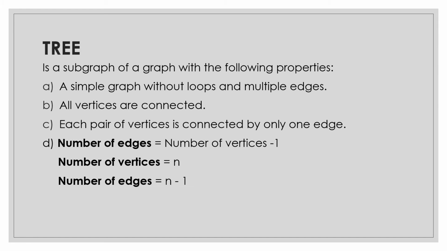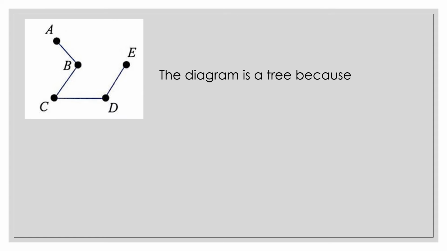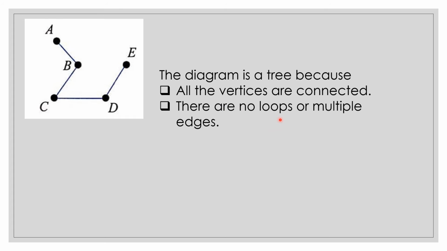For example, if you have 5 vertices, then for a tree the number of edges must be 4. Or if the number of vertices is 10, the edges must be 9. So this diagram is a tree. Why is it a tree? Because all the vertices are connected. You can see that A, B, C, D, E are connected. No vertex is alone, and there are no loops or multiple edges also.